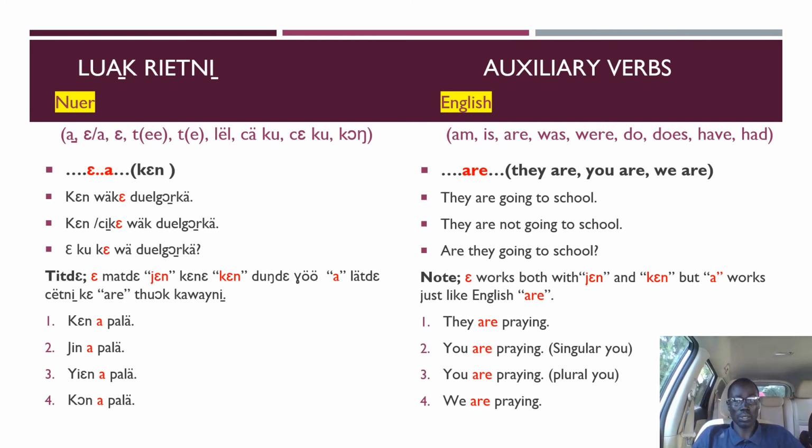And remember, you can also talk to so many people, you can refer to them as you people. So there's a plural you in English, and the plural you in Nuer is yen. So yen apala is still you are praying. Kon apala, we are praying. Ken apala, they are praying. Yin apala, you are praying. Yen apala, you are praying. Kon apala, we are praying. See, so simple.